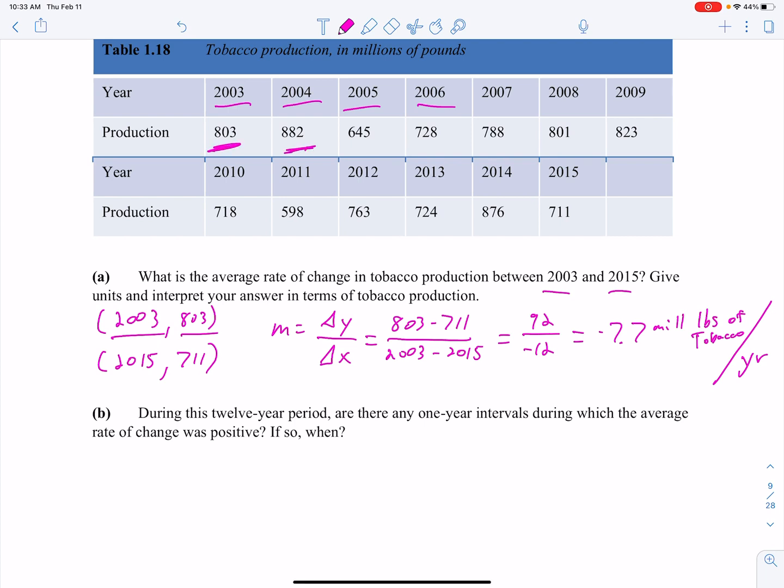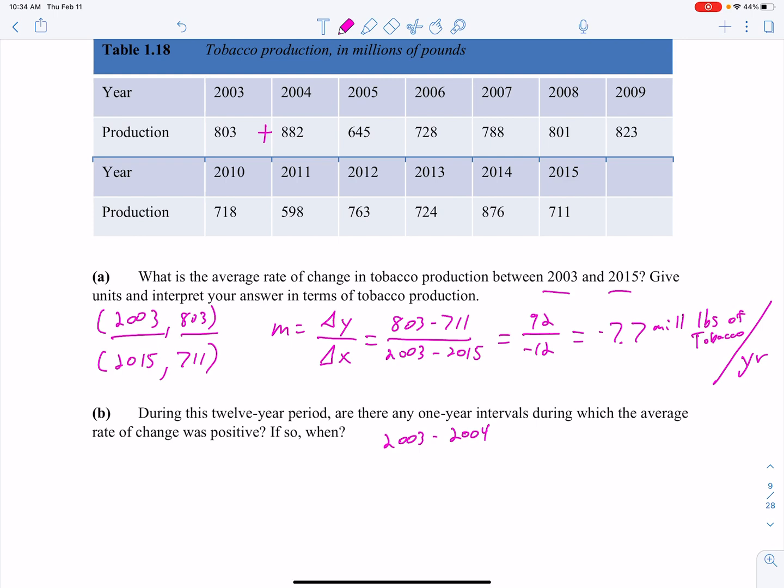Okay, I'm sorry, my apologies. The delta x's are positive. We have to look at the delta y's, okay, the change in y. So all we have to do is look at where the production increases from year to year. So look at the numbers. So 803 to 882, yeah, that's a positive increase, isn't it? All right. So the average rate of change is positive from 2003 to 2004.